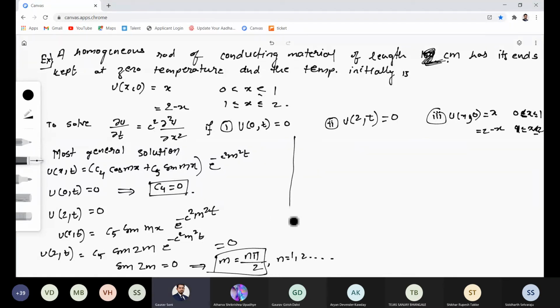So now my solution will reduce to u of x comma t, combining all the solutions, summation bn sine n pi x by 2 e to the power minus c square n square pi square t divided by 4 actually.